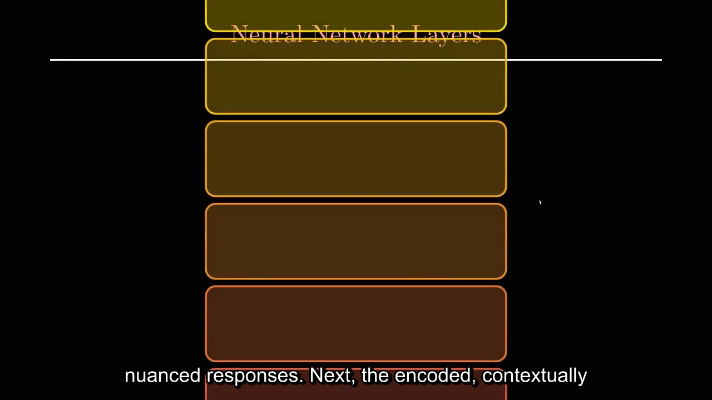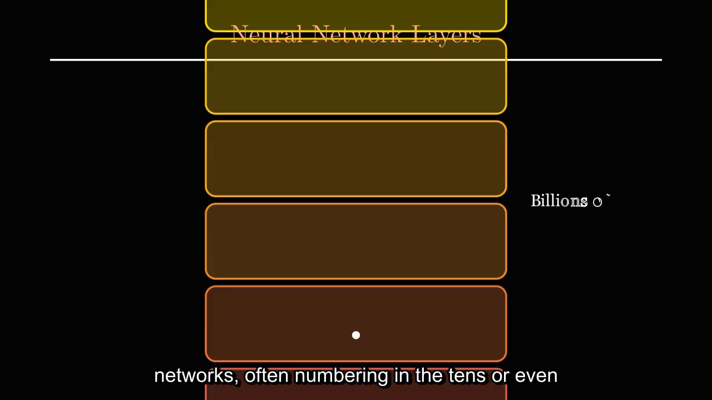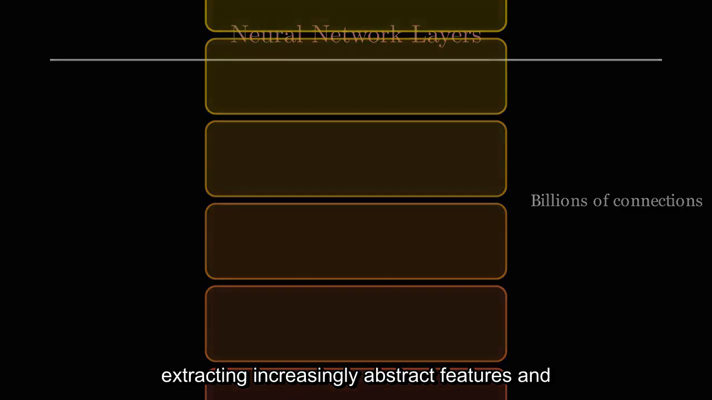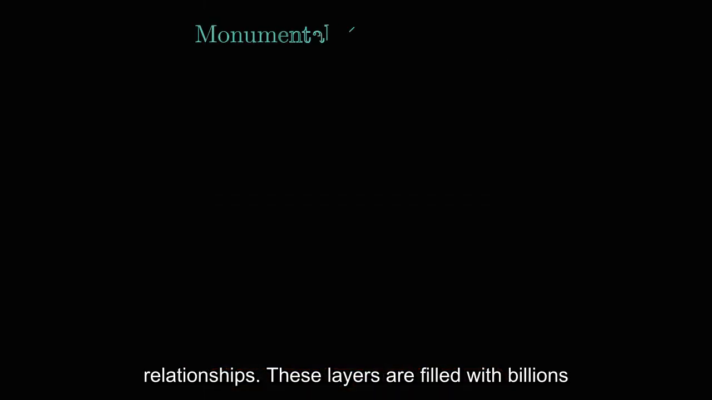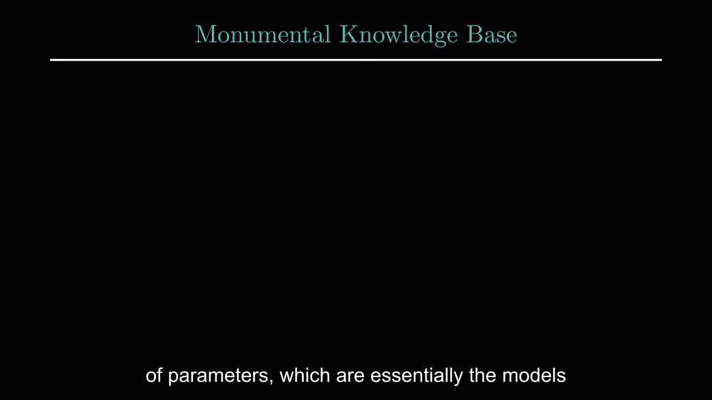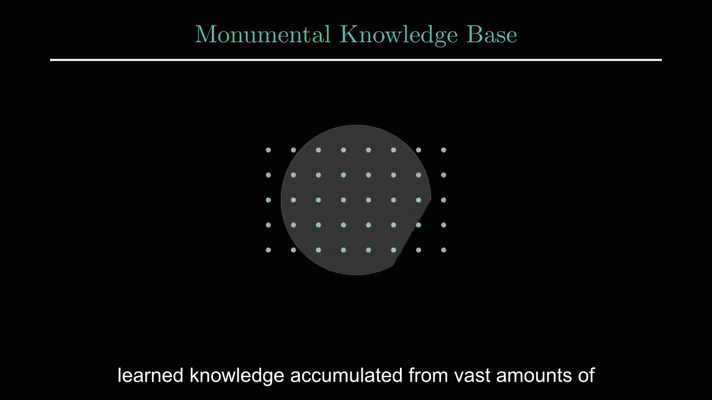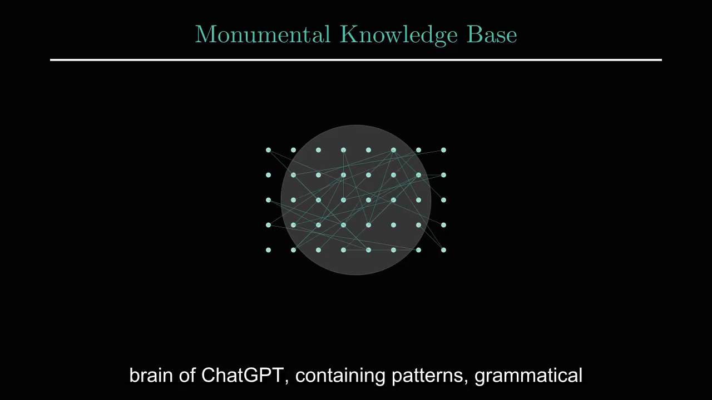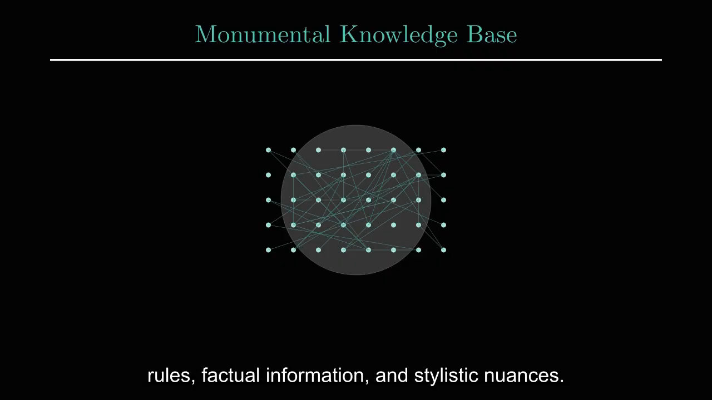Next, the encoded, contextually aware input passes through numerous layers of neural networks, often numbering in the tens or even hundreds. Each layer refines the understanding, extracting increasingly abstract features and relationships. These layers are filled with billions of parameters, which are essentially the model's learned knowledge accumulated from vast amounts of training data. These parameters are the memory and brain of ChatGPT, containing patterns, grammatical rules, factual information, and stylistic nuances.